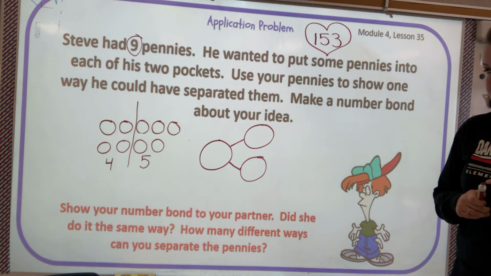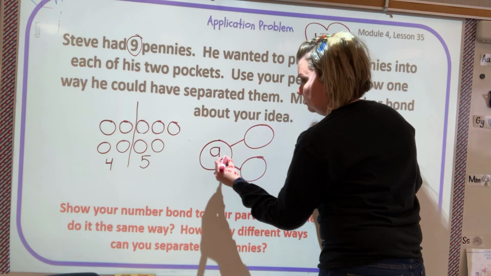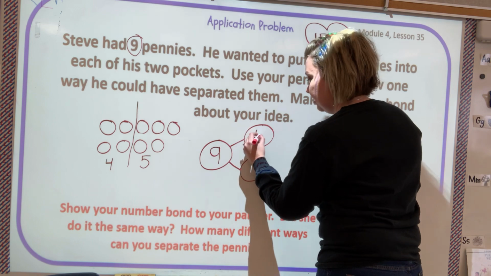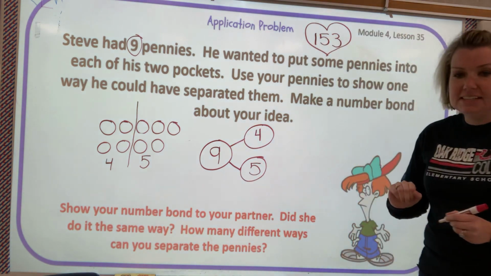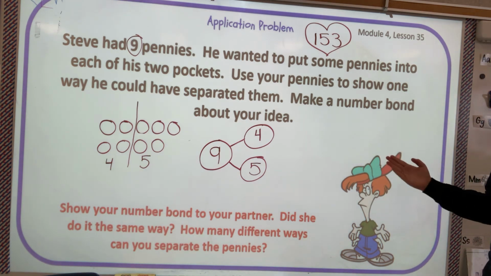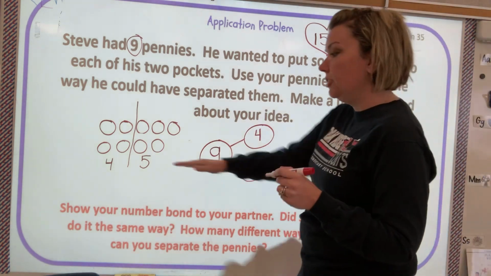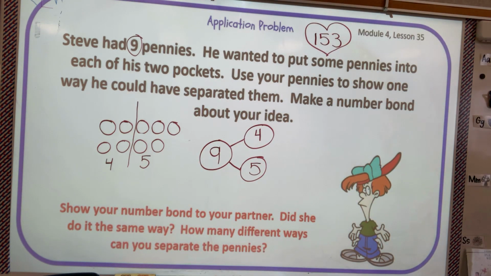The whole is 9 and the 2 parts are 4 and 5. 4 and 5. Excellent. Very good. Make sure your number bond matches the way you separated your pennies in each pocket.